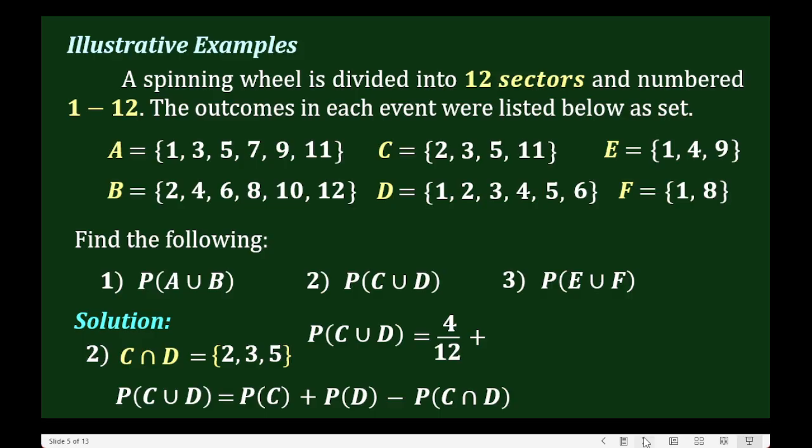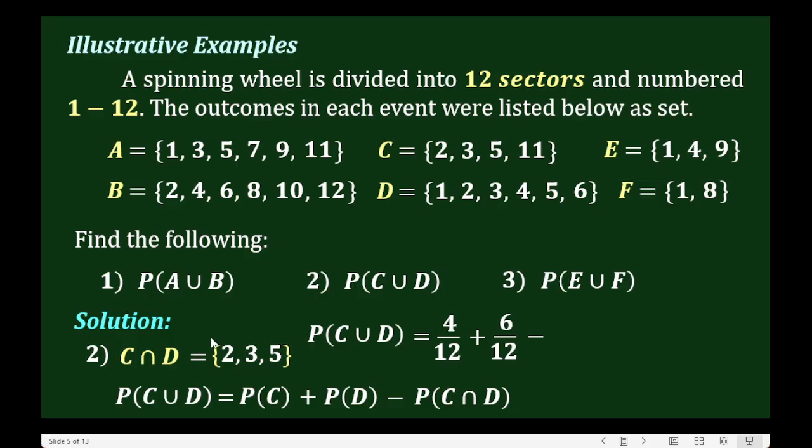Then P of B plus P of D. For set D, there are 6 elements. 1, 2, 3, 4, 5, 6 over 12. Minus the probability of their intersection.